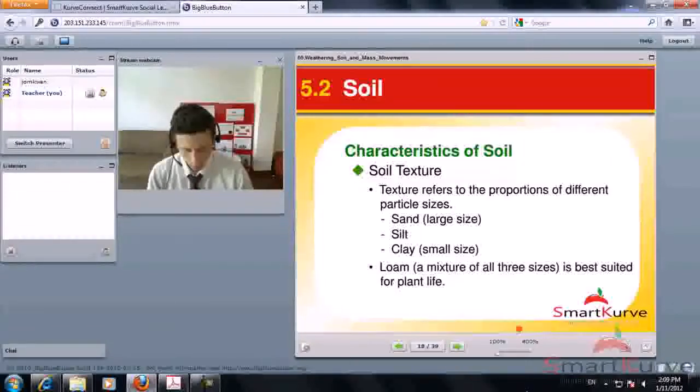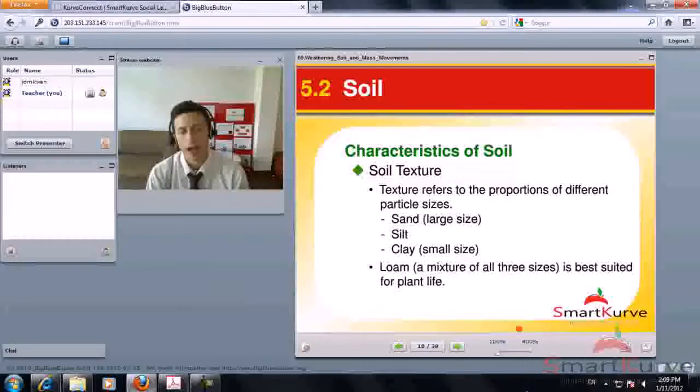Now, sand, we know, has very large particles. Silt is going to be medium particles. Clay, very small particles. Loam, which means a mixture of all three, is best suited for plant life.